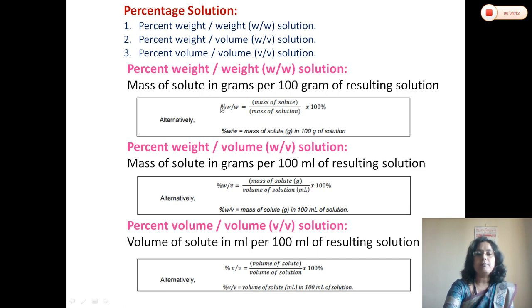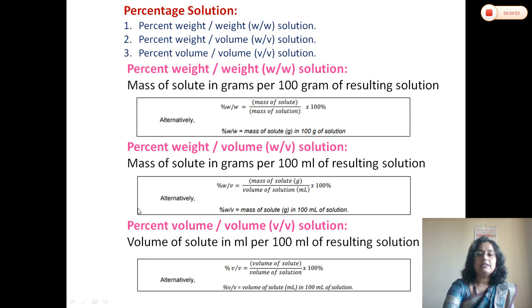Percent weight by weight can be defined as the mass of solute in grams per 100 grams of resulting solution. It means if we have 100 grams of resulting solution, how much solute in grams is dissolved in it gives the percent weight by weight solution. The formula for percent weight by weight is the mass of solute upon the mass of solution into 100, that is, the mass of solute in grams in 100 grams of solution.